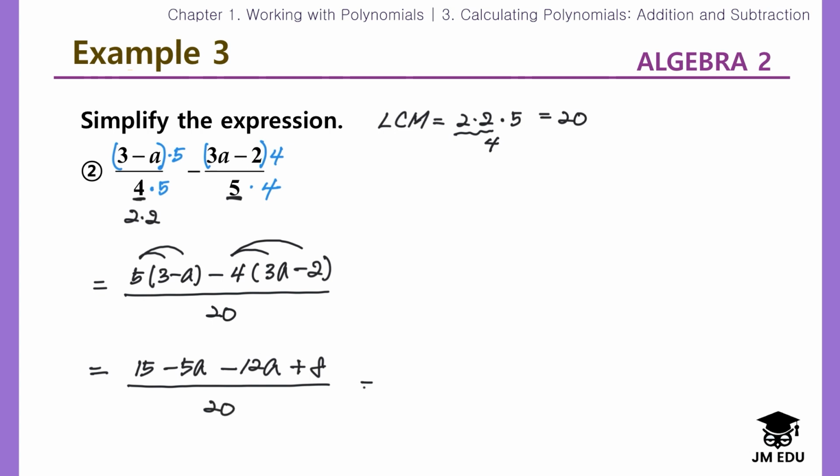So, like terms, we have 2 a terms, minus 5a, minus 12a, right? So that's going to be equal to minus 17a, right? Constants, we have 15 plus 8. That's going to be 23. So plus 23 over the denominator 20.